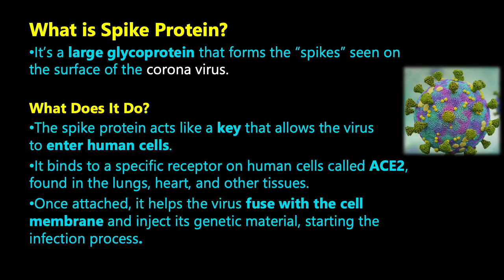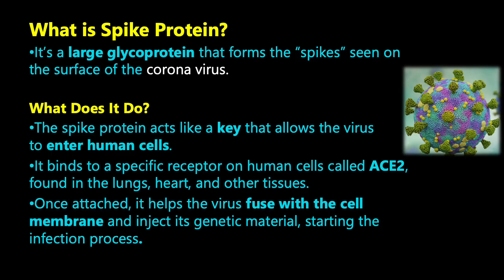If you have seen a picture of the virus, you probably notice that there are little spikes sticking out of its surface. These are the spike proteins. They are tiny tools that are important to the virus, which uses them to get into our cells. Without the spike protein, the virus cannot enter our cells. So this is very important.